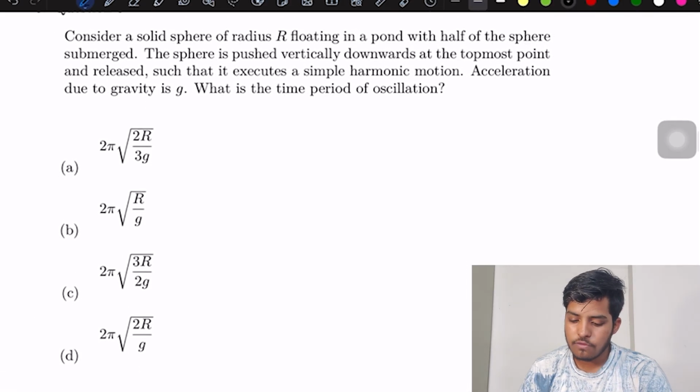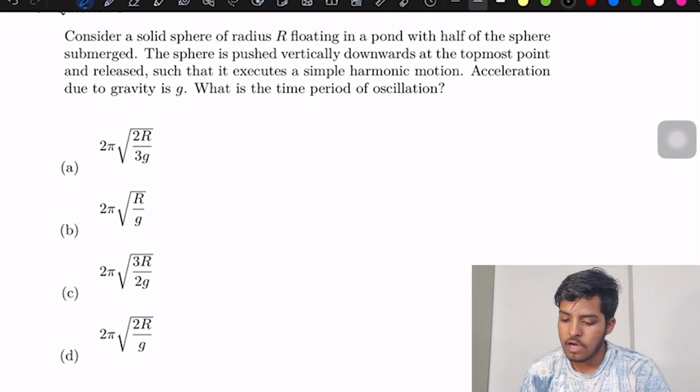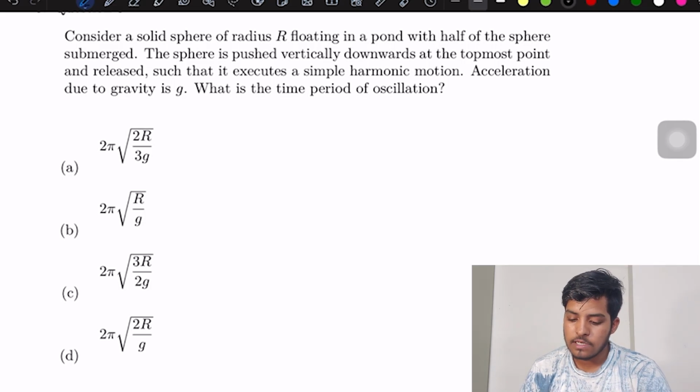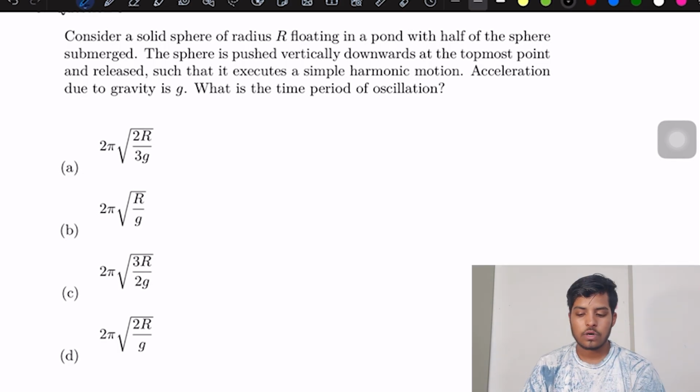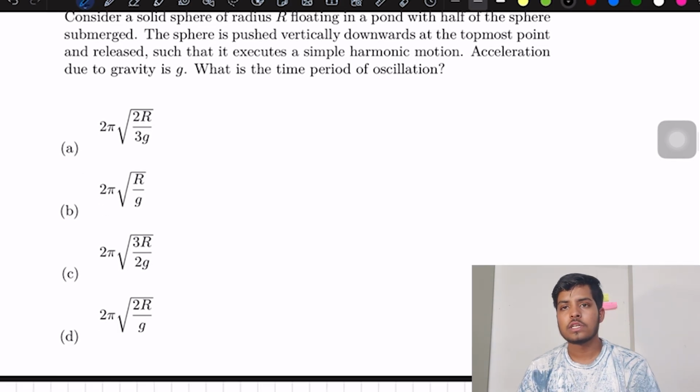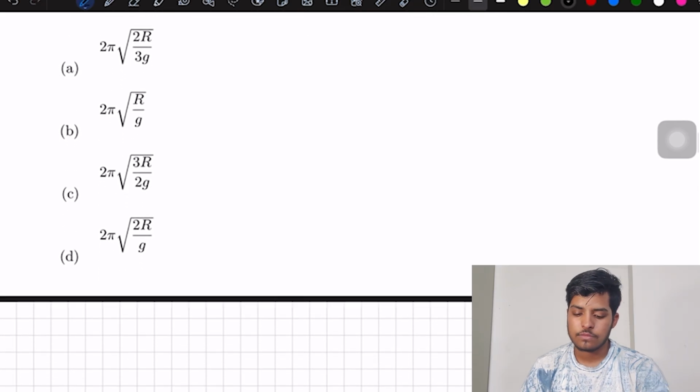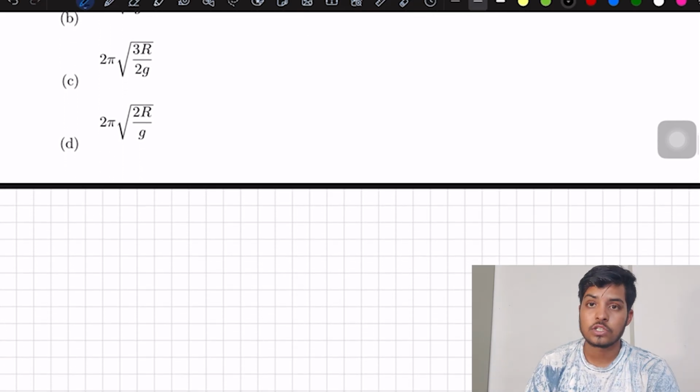Consider a solid sphere of radius r floating in a pond with half of the sphere submerged. The sphere is pushed vertically downward at the topmost point and released such that it executes simple harmonic motion. Acceleration due to gravity is g. What is the time period of oscillation? So it is quite a well-known question. Often these questions are asked in JEE Mains also.